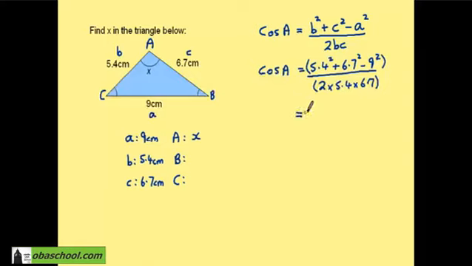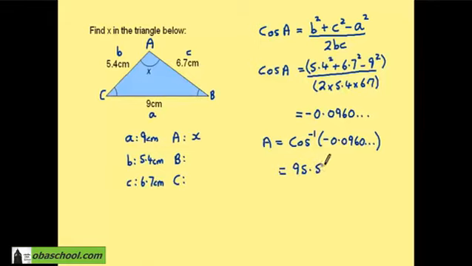You should be able to reproduce the answer minus 0.0960 and so on. The angle then is going to be the inverse cosine of the value we just worked out, which is 95.511 and so on. So it's 95.5 degrees, correct to 3 significant figures.